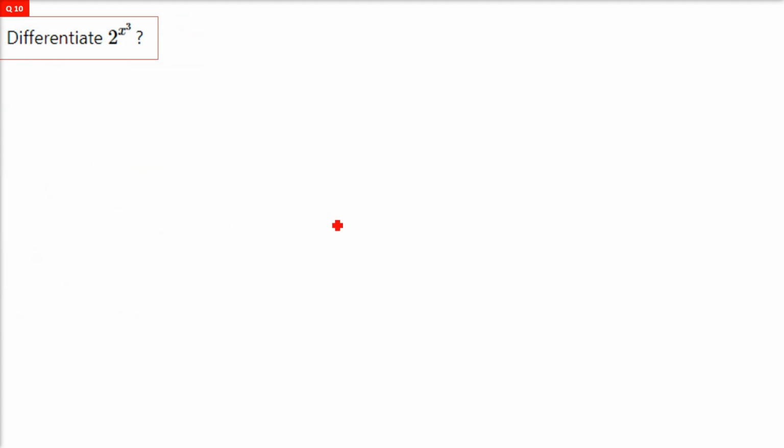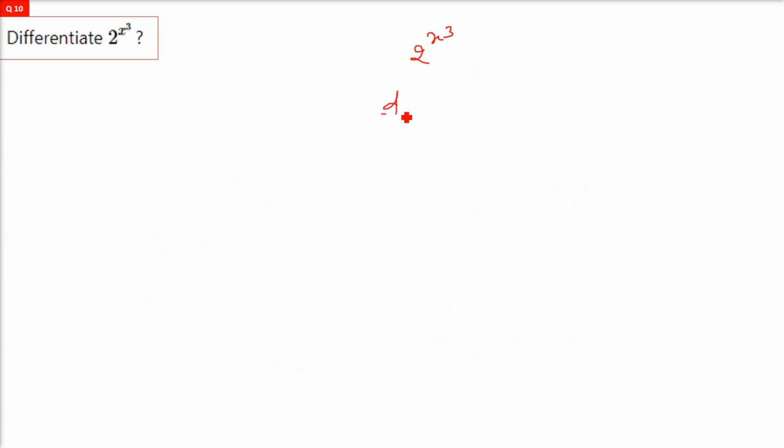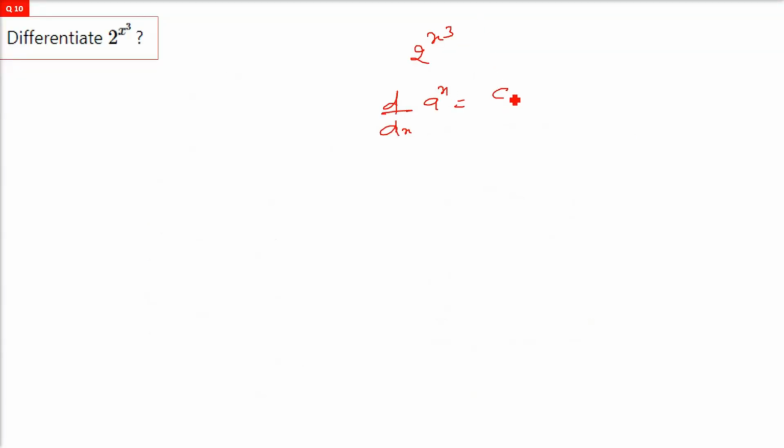Differentiate 2 raise x cube. So 2 to the power x cube you have to do. So this is almost related to a to the power x kind of formula. And what is the differentiation of d by dx of a to the power x? It is going to be a to the power x log base e a. So d by dx of a to the power x is a to the power x log base e and then a.